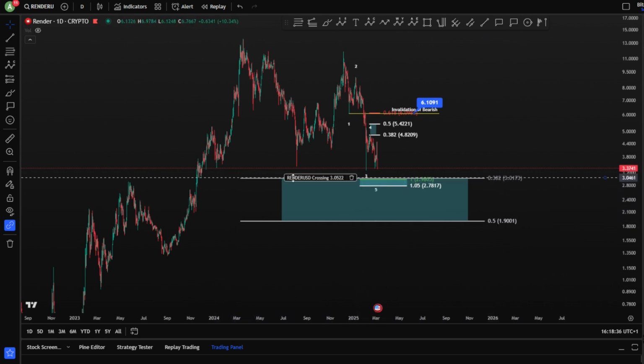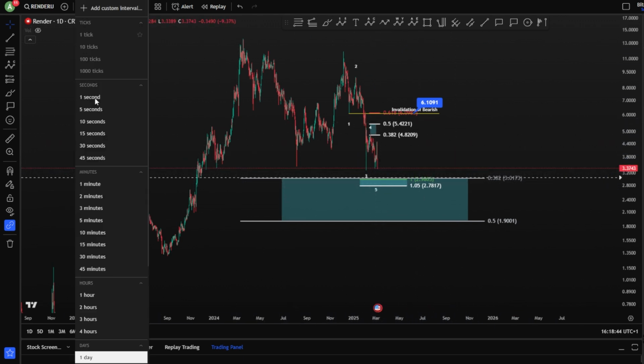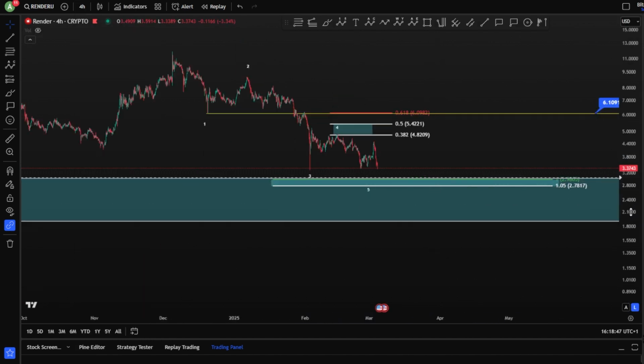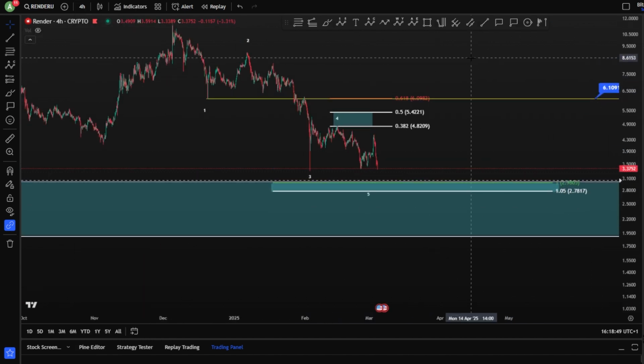I'm setting the alarm for a render exactly at the 0.32 to check when we finish this move and start to move higher. Let's move inside it on the 4-hour chart to see what's going on here.